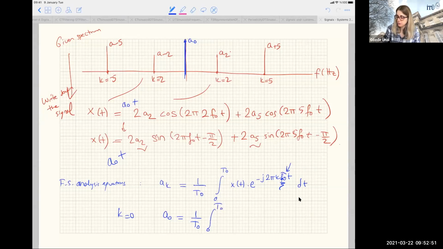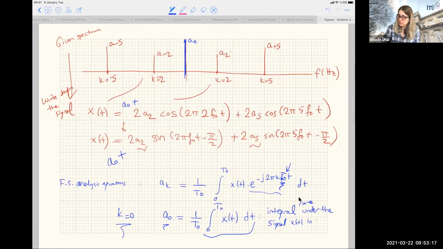1/T0, let's say, x(t), because this will be e to the j0, which is 1. I have really, you see, the A0 Fourier series coefficient is really the integral, the area under the curve, or under the signal x of t in one period. Because it's repeating itself, it doesn't matter which period it is. And of course, scaled by 1/T0. This is something we should probably note too.